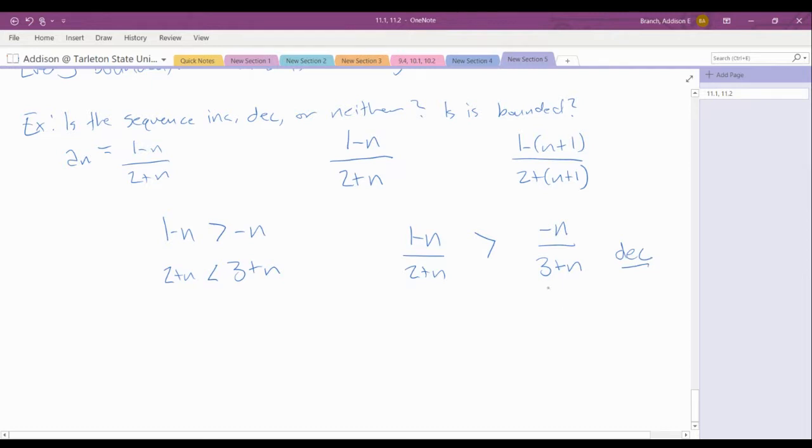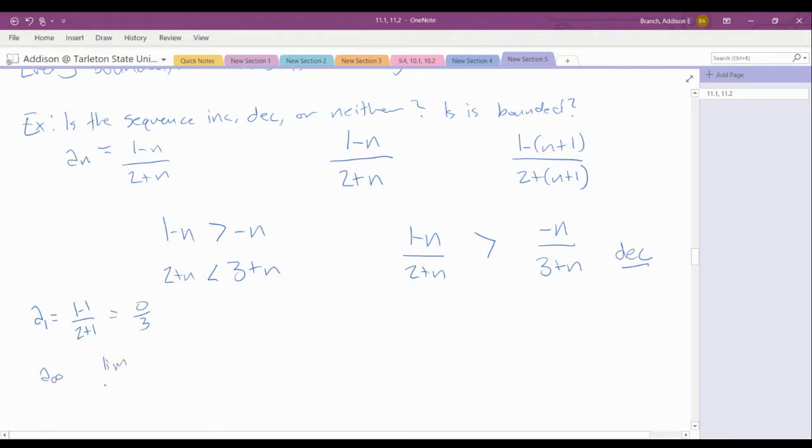That's based on our initial definition of increasing and decreasing. So now we have to figure out our bounds. Usually with your bounds, you want to look at your first term and your infinite term. So your a1 is going to be 1 minus 1 over 2 plus 1, so 0 over 3. And then you want to look at your a sub infinity.